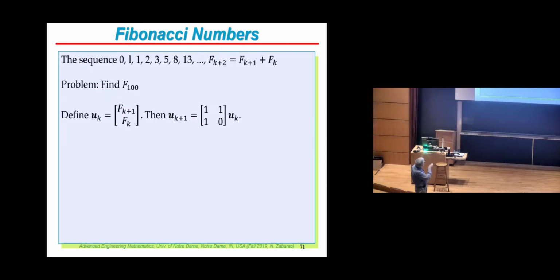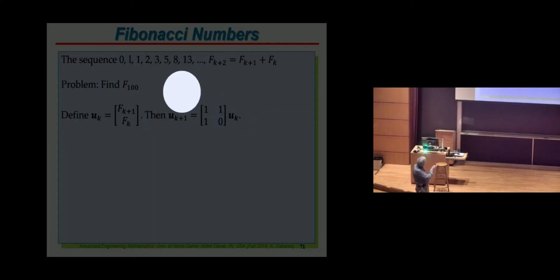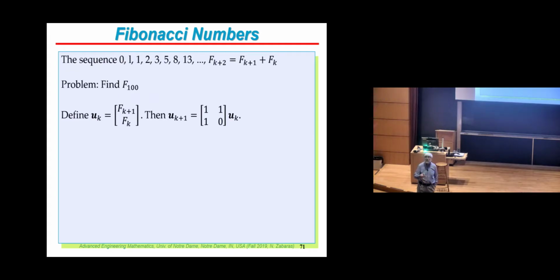So to be able to find F100, what is the bottom line? What calculation are you going to do? If I give you uk plus 1 equals A uk, and I ask you to compute F100, what do you need to compute? You have to compute the eigenvalues of that matrix because you're going to have to take A to a power, 100 or 99, depending on where you started.